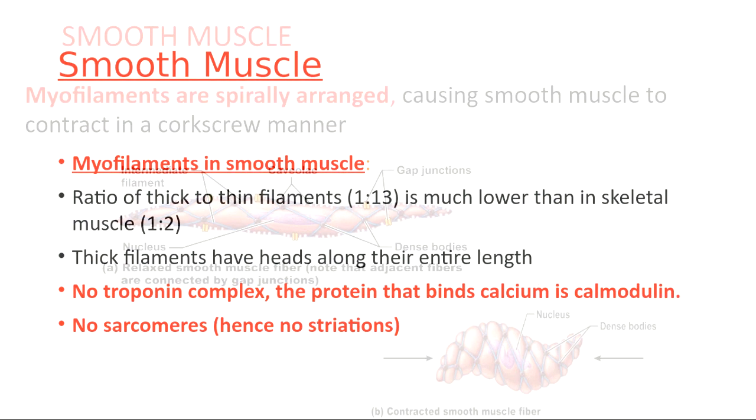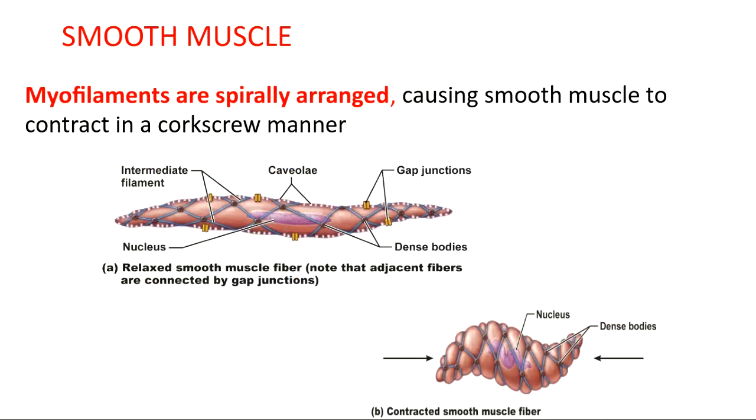One of the characteristics of smooth muscle fibers, since they don't have sarcomeres, is that when they constrict, they're going to constrict at different angles. So it's not going to be just a shortening of the muscle, but more of a corkscrew type of constriction. And that's because the thick and thin filaments are going around at different angles in the muscle cell. They're not just along the longitudinal part of the muscle cell. So that's one characteristic.